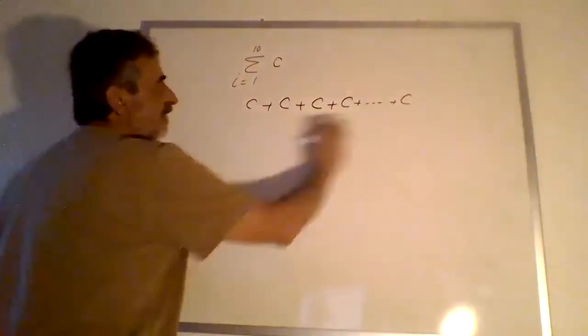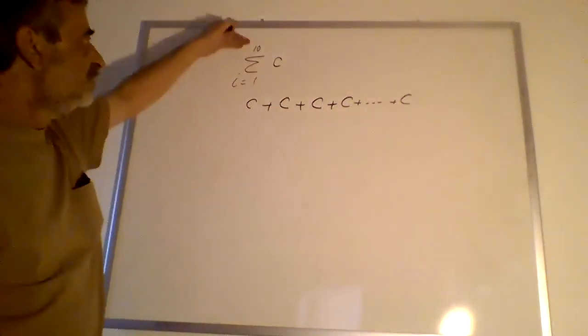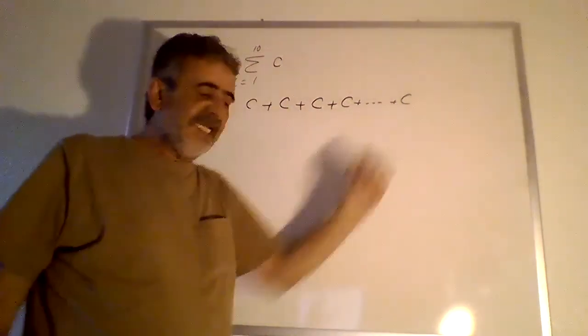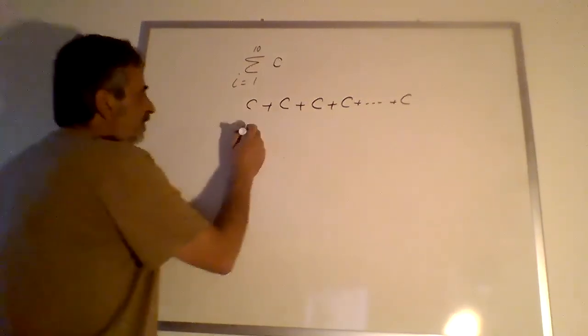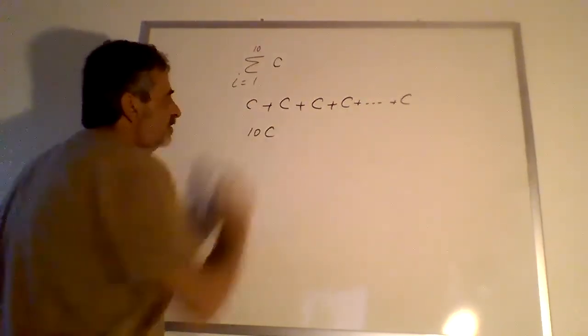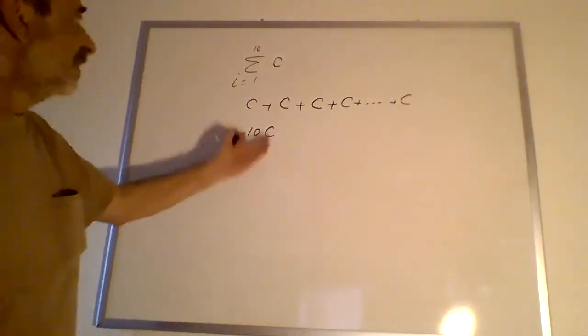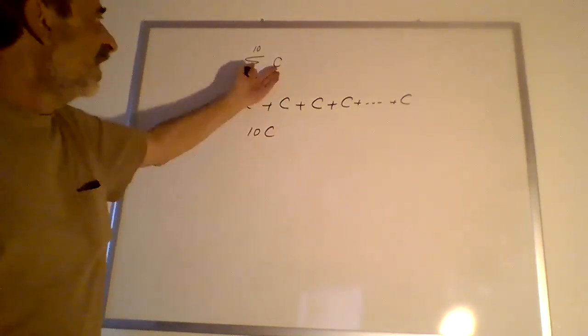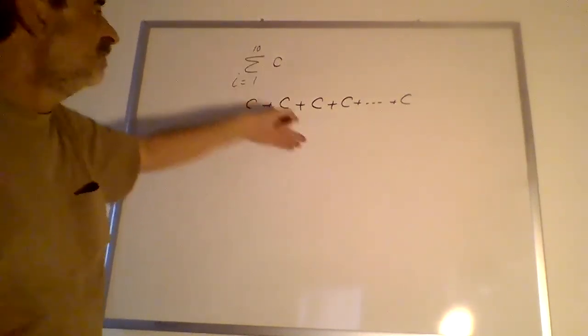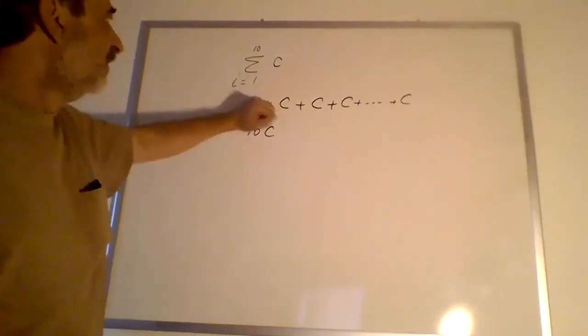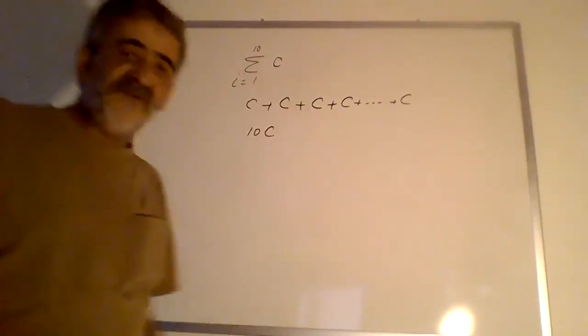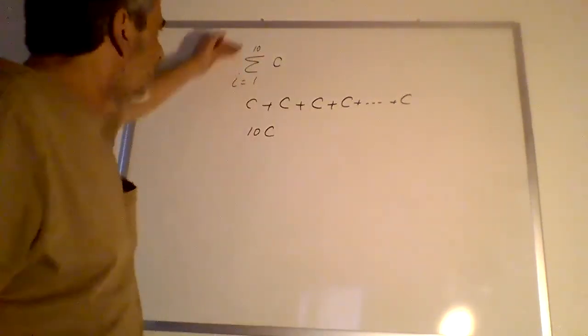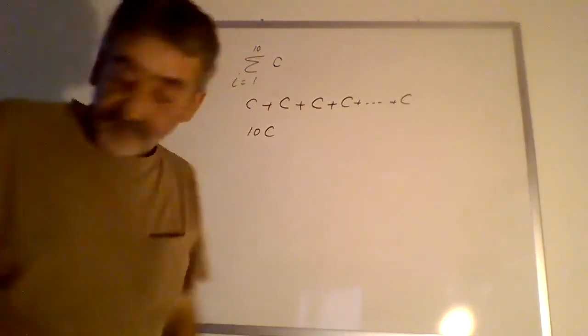How many times we have to do that? We're going from 1 to 10, so we have to do that 10 times. So this is equal to 10 times C. So if you have a constant here, so if you have a 1, that'll be 10 times 1, which will give me 10. If you have a 5, 10 times 5, which is 50, and so on. So you need to figure out how many numbers you have.